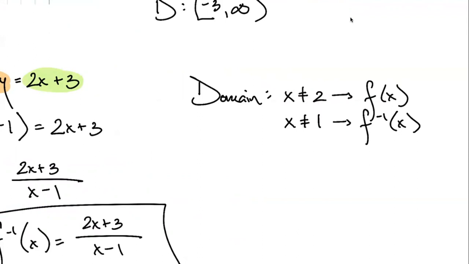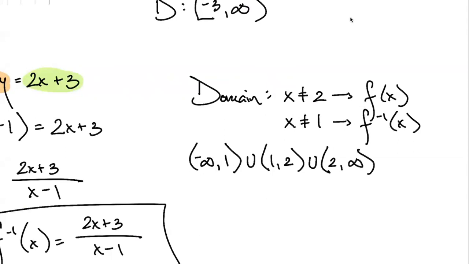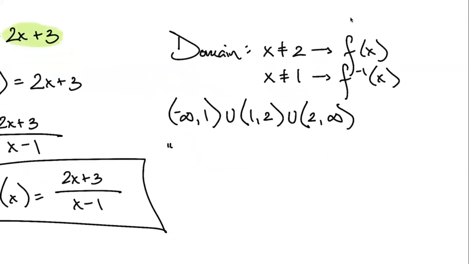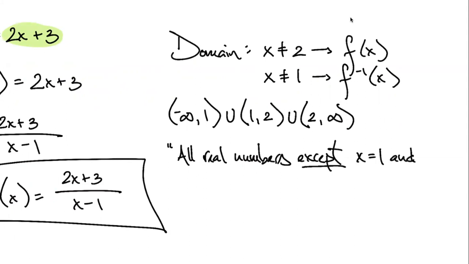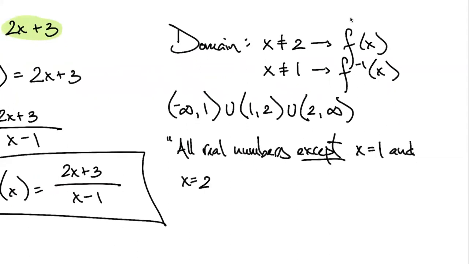But when we write this out, we want to use interval notation. So we're going to write it as from negative infinity to 1 in union with 1 to 2 in union with 2 to infinity. And all this says, if we write it out in words, is all real numbers except x equals 1 and x equals 2. All right.